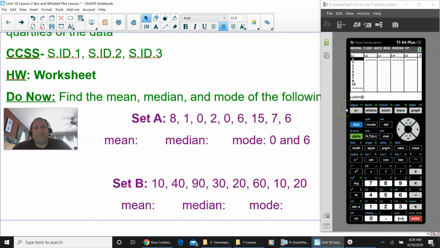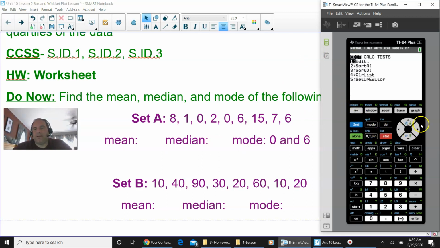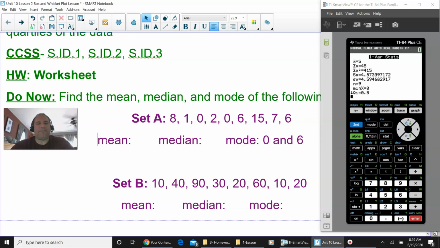So let's get to the mean and median. We are going to press stat, move over to calc. We have one variable stats, and we're going to press enter, and we are on list 1, and we are going to press enter 3 more times, and we have the one variable stats. So the x with the line on top, the very first number, is the mean. That is the average. It's right here, and that is 5.